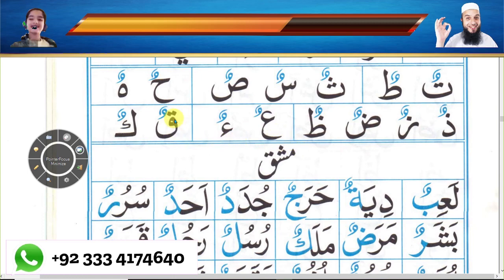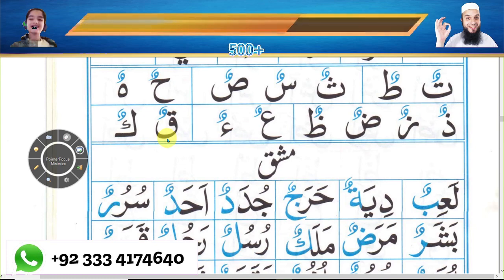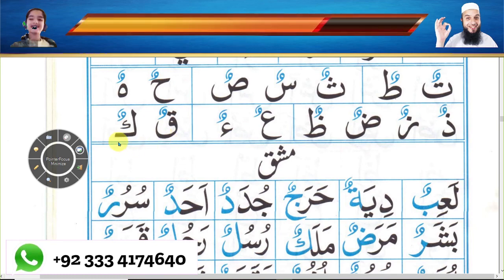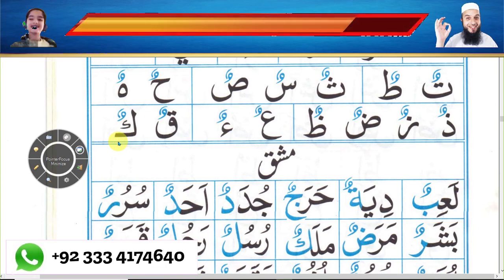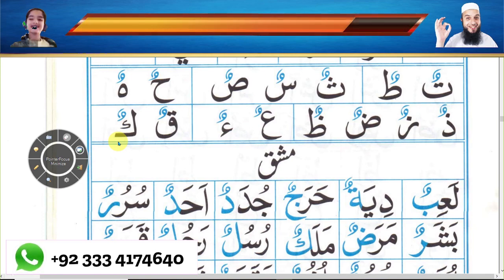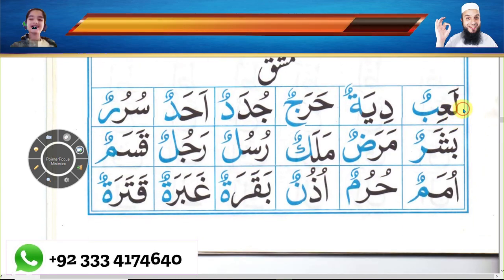Okay. What about the letter qaf? Hmm, lower front teeth. No, it is not connected with teeth. The letter qaf comes from the backside of the roof of the mouth. All right. What about the letter kaf? Where does it come from? The same place. Not at all. Kaf is a little bit at the front side as compared to qaf. Kaf is further. It is at the front. Okay. Try to do the spellings now.